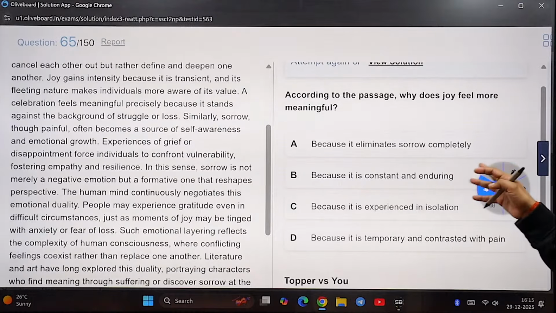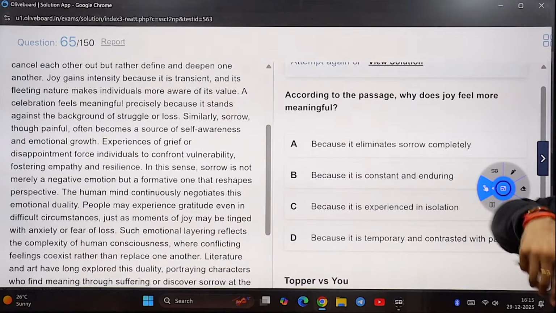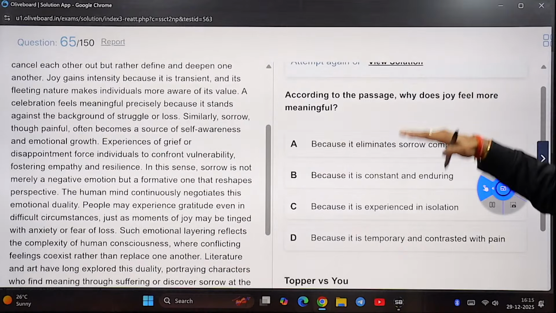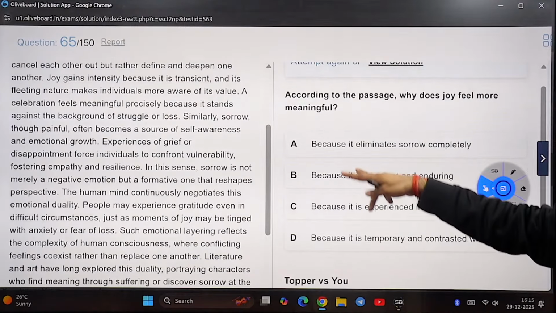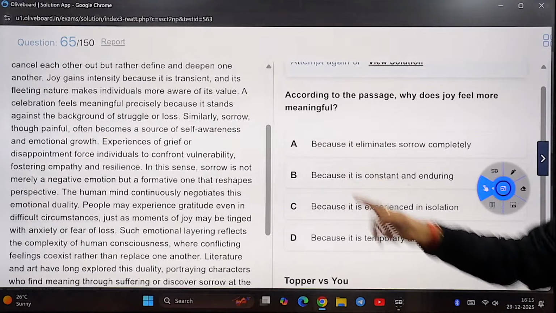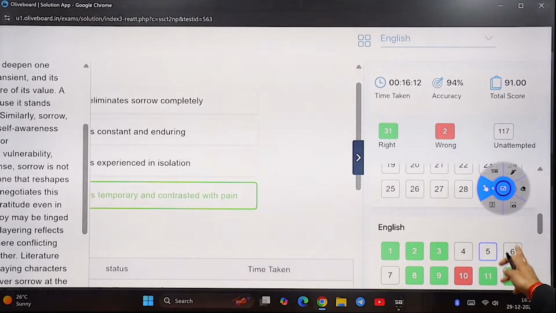It eliminates sorrow. No, that's not the theme of the passage. They coexist with each other. It is constant. No, it gains intensity. It shouldn't be constant then. It's transient. Experienced in isolation. No, they coexist together. Temporary, transient, fleeting, ephemeral, evanescent. Done.